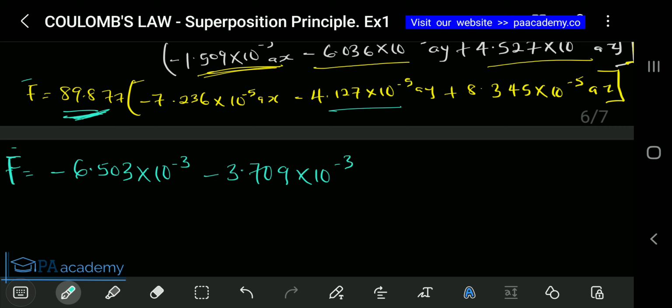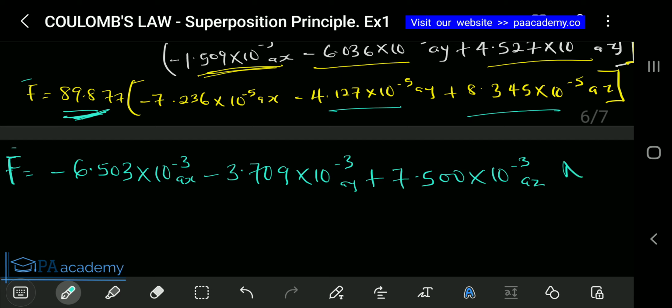Also use 89.877 to multiply 8.345 times 10 raised to the power minus 5, and that will give you plus 7.500 times 10 raised to the power minus 3. Okay, this will be AX, AY, then AZ.